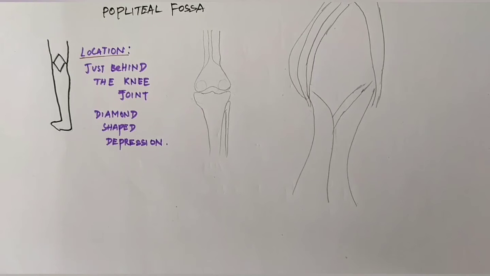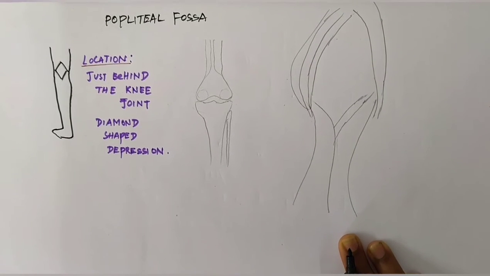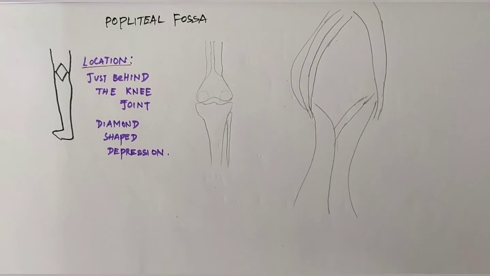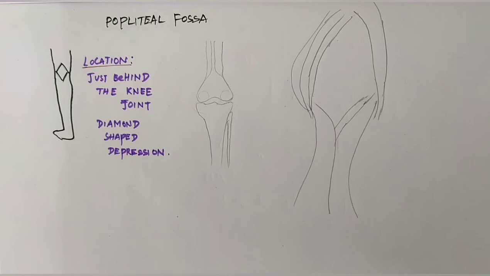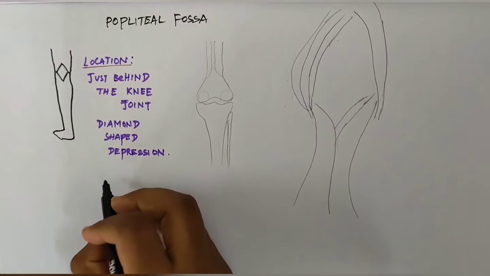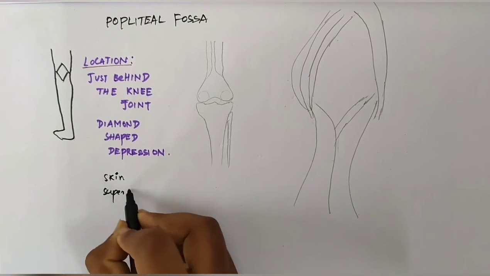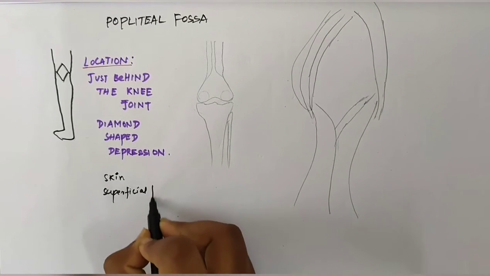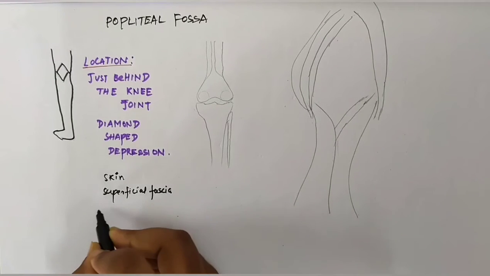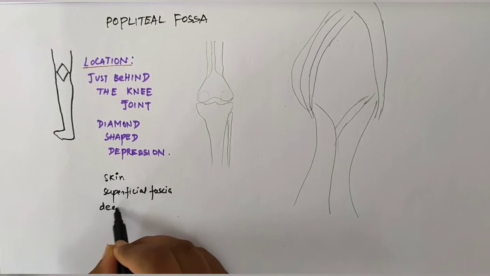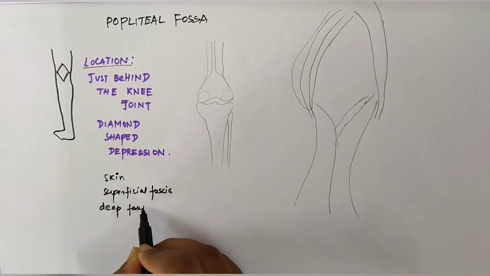And next we are going to see about popliteal fossa's roof and then floor, borders and then contents. When we dissect the popliteal fossa, the first layer you can see is skin, and below this skin we can see superficial fascia. And below the superficial fascia we can see deep fascia.